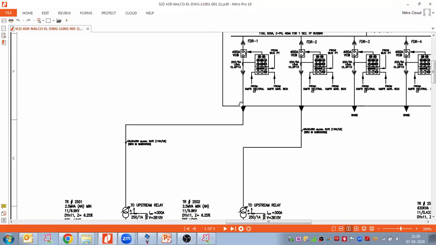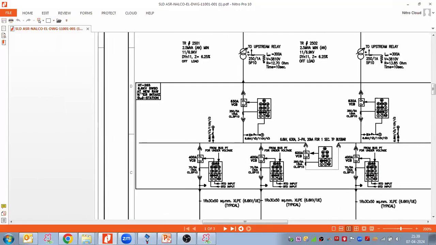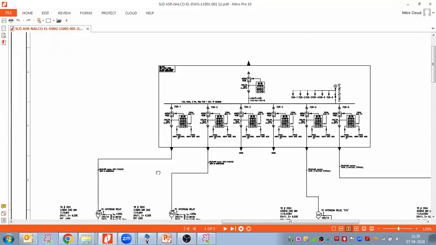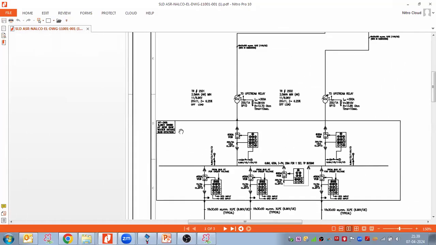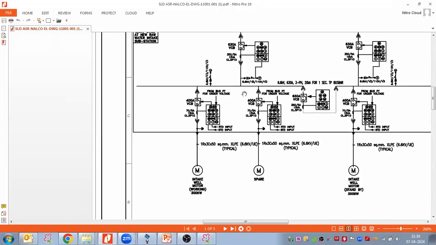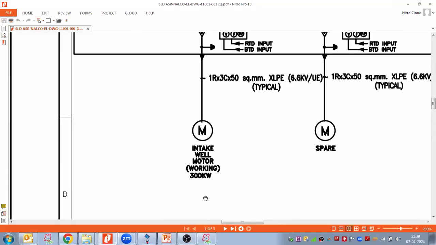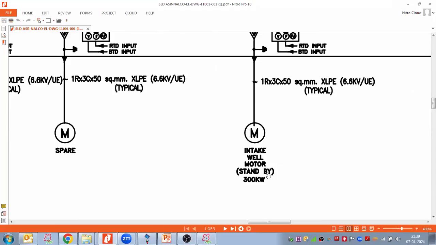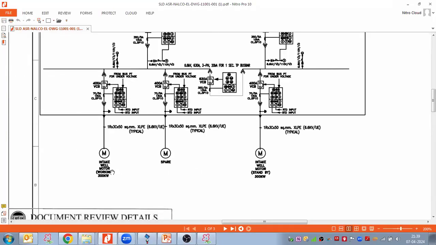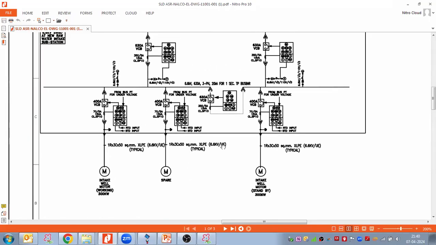Then CT, and from here we are taking the feeder, and this feeder we are feeding to an HT board. Here is the HT board, and this HT board is a 6.6 kV switchboard. From this 6.6 kV switchboard, we are taking outgoing feeders which are feeding the motors. Now we have motors here, 300 kilowatt intake well motors: working, spare, standby, continuous motors. And those motors are high voltage motors, 6.6 kV motors.